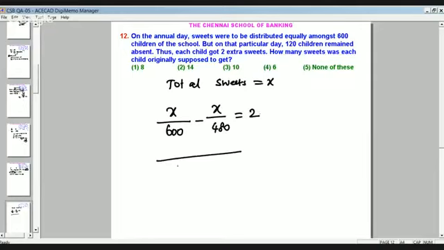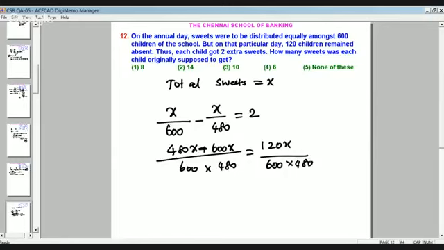What is the LCM? 600 into 480. So cross multiply pannunga. 480x plus 600 minus. So this is equal to 120x by 600 into 480. Don't worry about minus. Difference with your sum. So now x equal to 2 into 600 into 480 by 120.